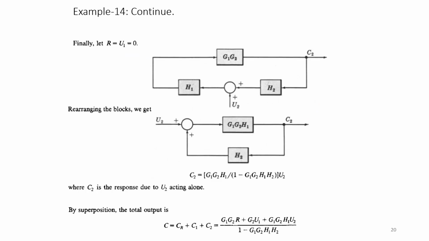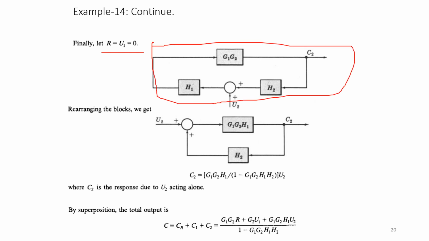Now similarly, the same thing should be repeated for the last case, where you will take R and U1 as equal to 0, and U2 will be active now. This is how the diagram looks. If you rewrite the diagram, we have H1 G1 G2 in cascade, so you can combine them as G1 G2 H1, and this is your feedback H2, so that you will get the response as G1 G2 H1 divided by 1 minus G1 G2 H1 H2 into your given input U2.